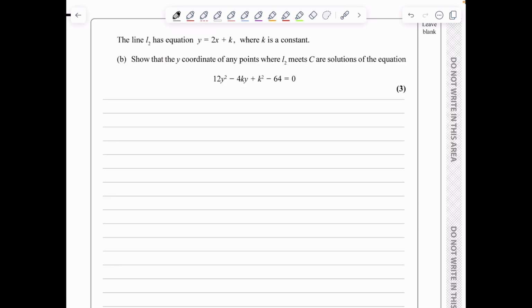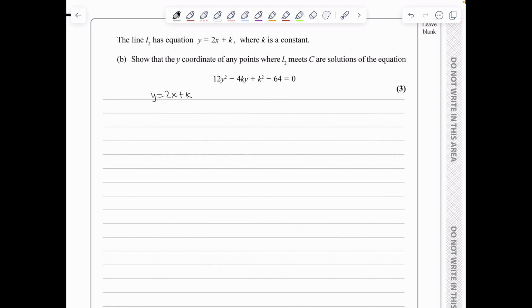We then have that the line L2 has equation y is 2x plus k, k being a constant, and we need to show that the y-coordinate of any points where L2 meets C are solutions to this equation here. So we start with y is 2x plus k. We are trying to combine the original equation of the curve with the line y is 2x plus k to arrive at something that involves y and k only. So we need to substitute for x.